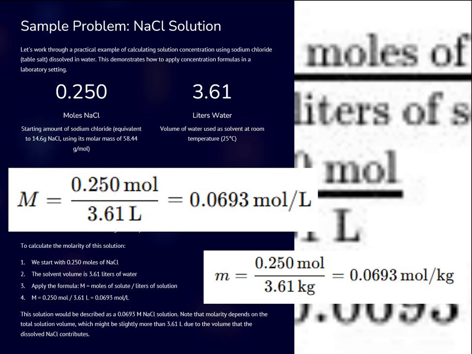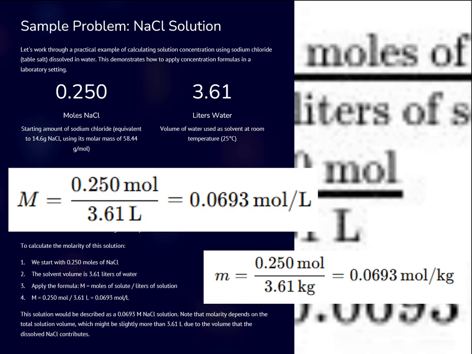So let's look at an example using sodium chloride, or table salt. Suppose we dissolve 0.250 moles of sodium chloride, NaCl, into 3.61 liters of water. To find the molarity, we divide moles by liters. So capital M is going to be equal to 0.250 moles divided by 3.61 liters, which is going to give us a value of 0.0693 moles per liter. This means that we have a 0.0693 molar solution, which is pretty darn dilute.